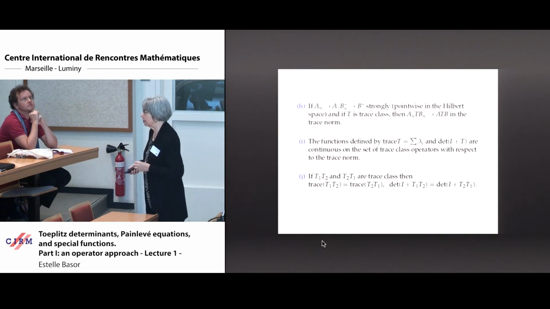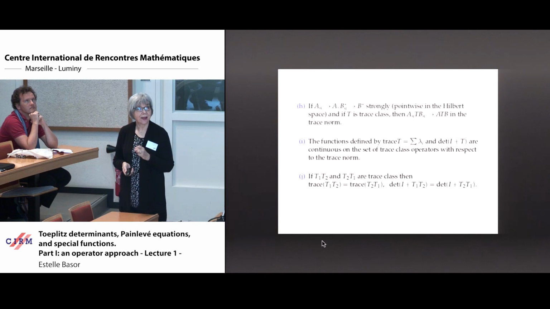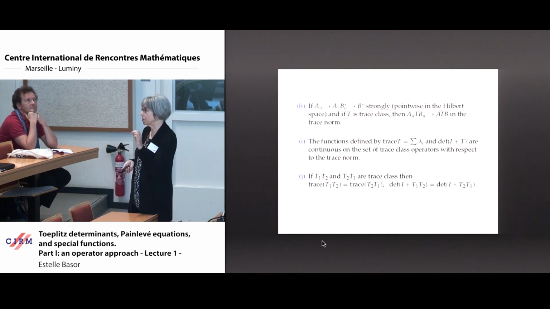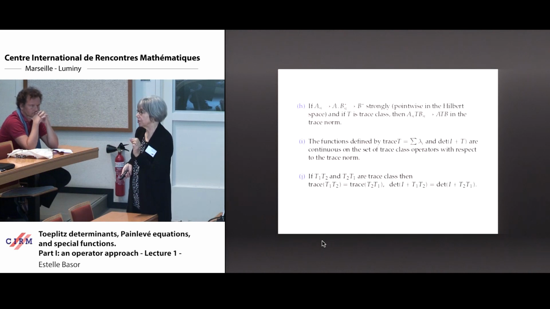Property H is another useful property. If A_n goes to A strongly, that just means pointwise. That means A_n of f goes to A of f for any f in your Hilbert space, and B_n star goes to B star strongly. Then if T is trace class, A_n T B_n converges to ATB in the trace norm.